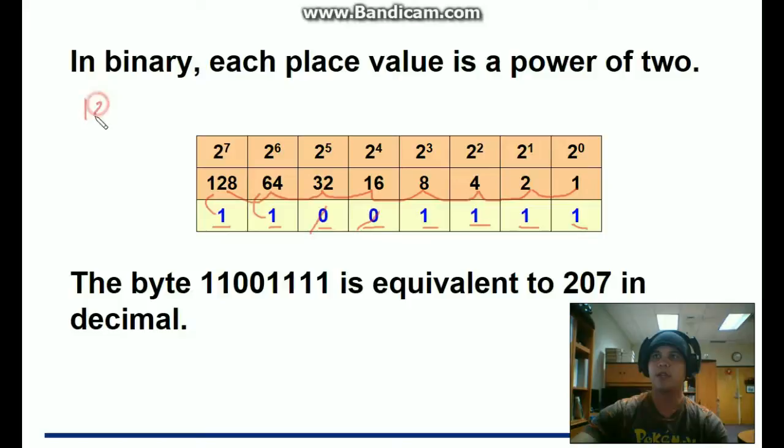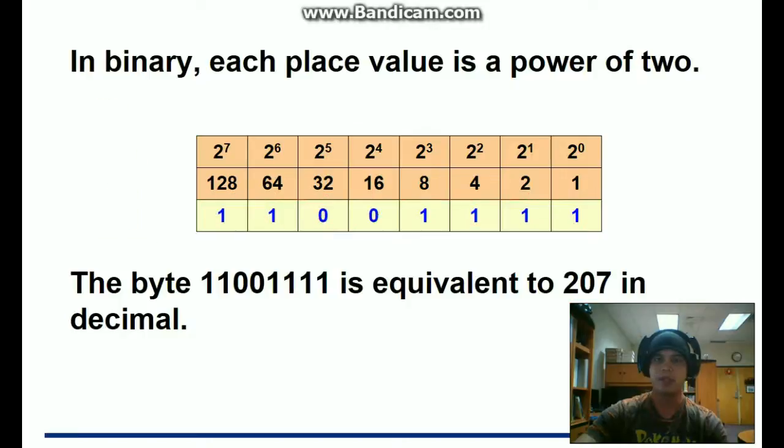So 128, 64, 8, what else we got? 4, 2, and then 1. So 128 plus 64 equals 192, plus 8 equals 200, 204, 206, and then 207. So that is how we get 207 when we're trying to convert binary digits into a number. So that is how we convert binary into the decimal system.